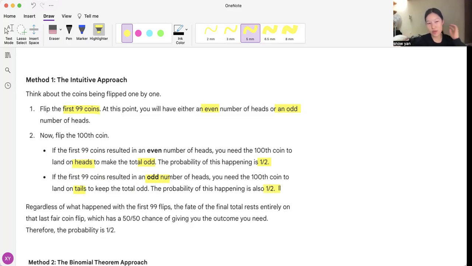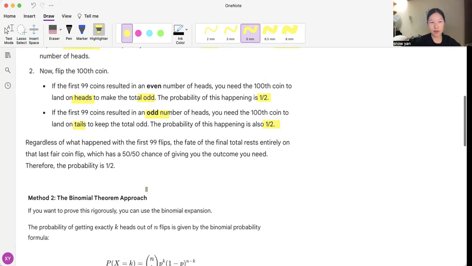So I don't really care what happened in the first 99 flips. I'm either even or odd. So it really just depends on my last fair flip of the coin, and the probability is 50-50, so my probability would just be one half. So that would just be my answer.